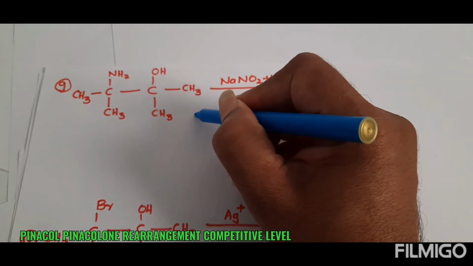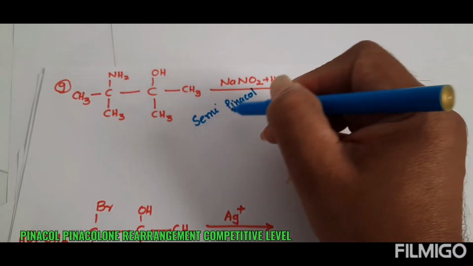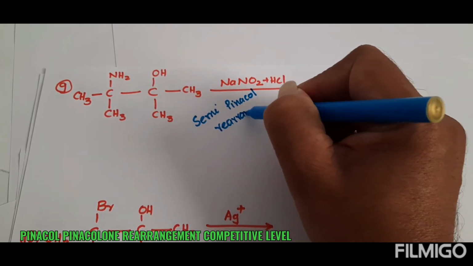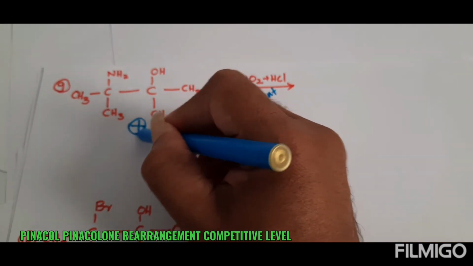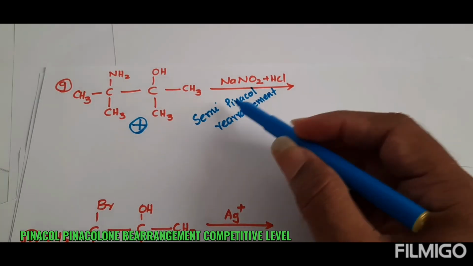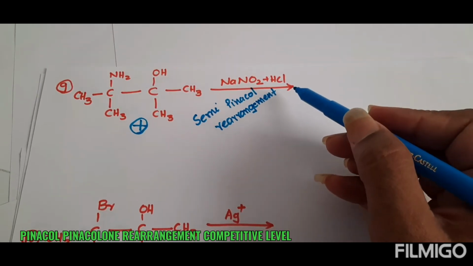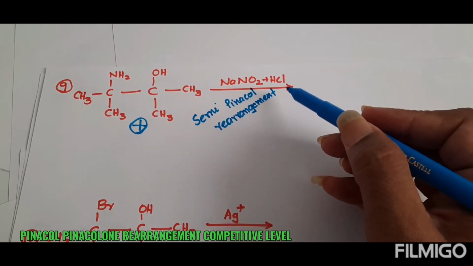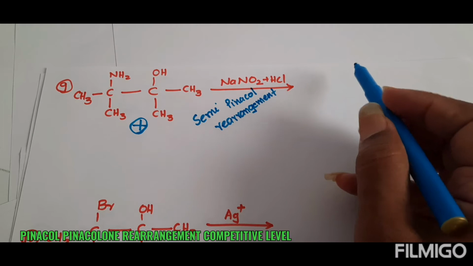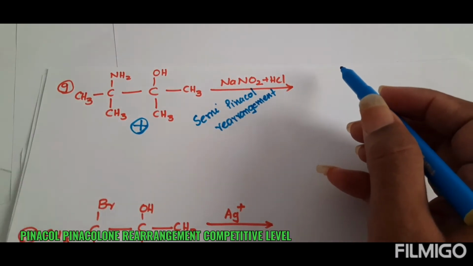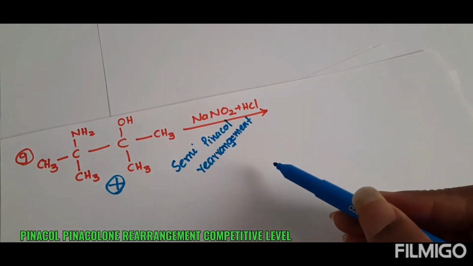This is called semi-pinacol rearrangement. Because the reactant is not a pinacol, right? But why are we calling it a semi-pinacol rearrangement? After the formation of the first intermediate, it looks like the intermediate of the pinacol-pinacolone rearrangement. That means, except the first step, the remaining consequences of the reaction are similar to the pinacol-pinacolone rearrangement. So we consider it a semi-pinacol rearrangement.